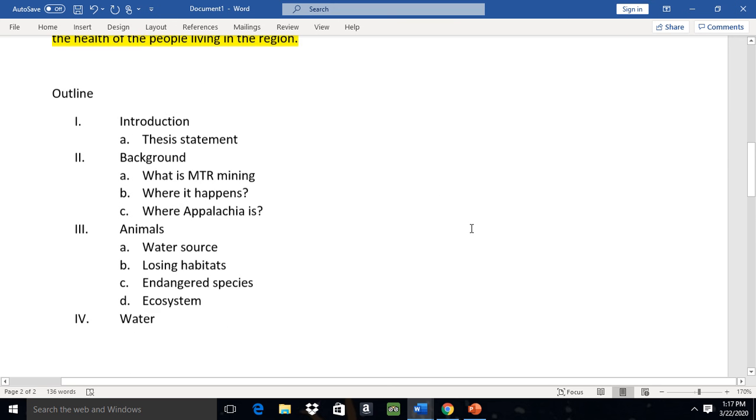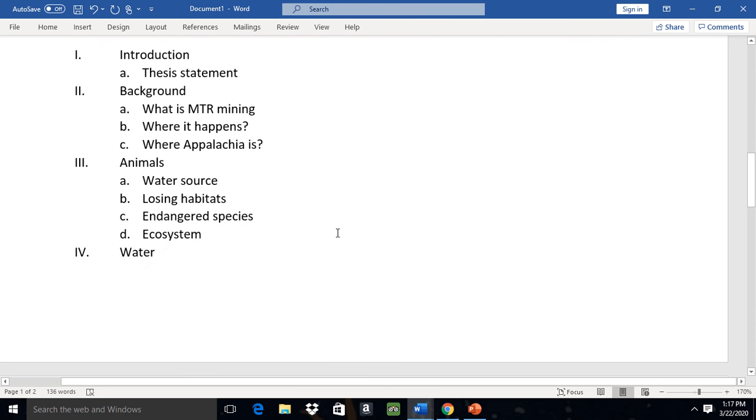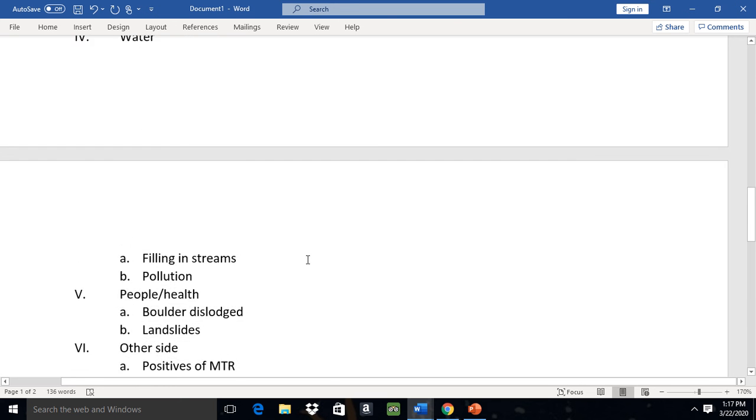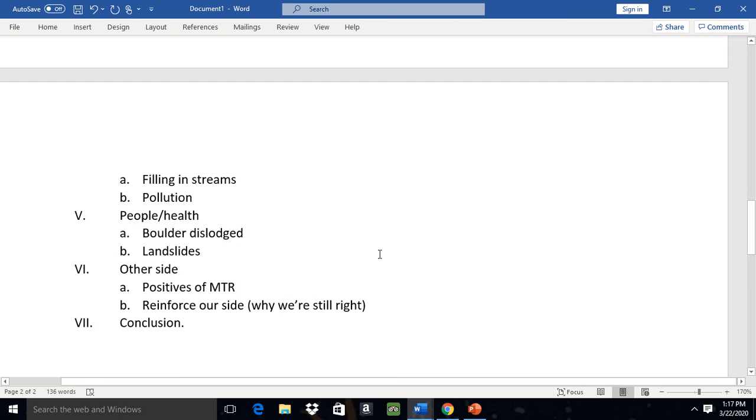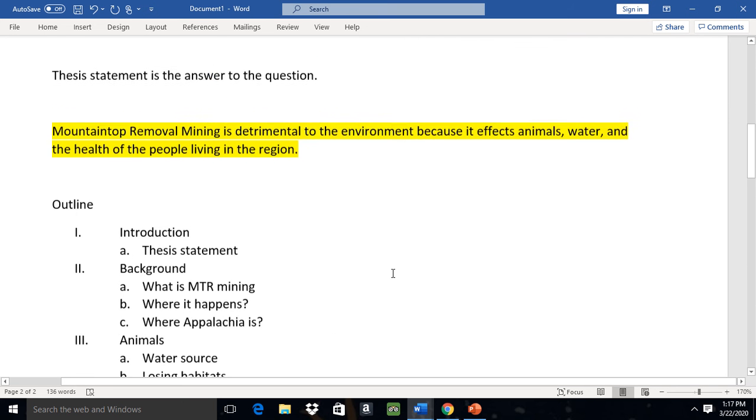Now, just because each of these has one Roman numeral doesn't mean that each of them would only have one paragraph. It's entirely possible that in animals you'd have 3 or 4 paragraphs, in water you'd have a couple of paragraphs. So this is just the way that it's laid out. It doesn't mean that those are your only paragraphs.